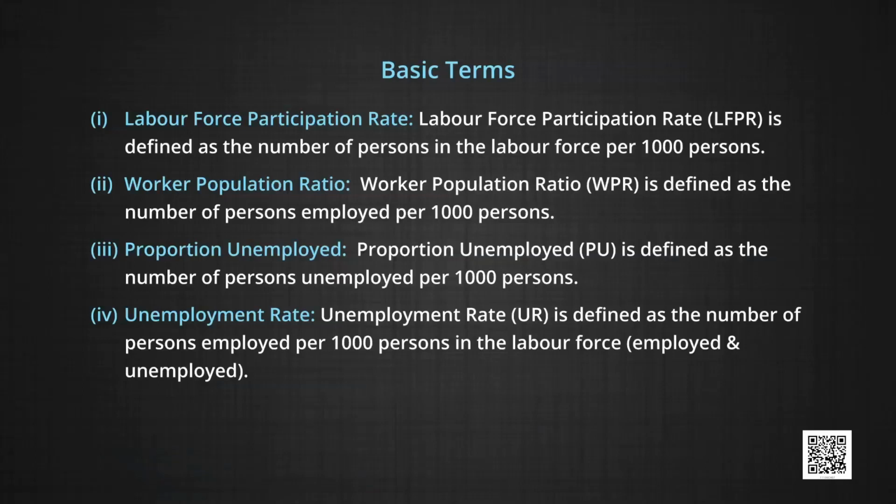Next, the important topic is unemployment rate. Unemployment rate, or UR, is defined as the number of persons employed per 1000 persons in the labor force, which includes employed as well as unemployed people. In a country where the majority of workers are employed in the unorganized sector and pursuing multiple activities, estimating the labor force and its derivatives by a single approach is a difficult task. In such cases, no single measure is appropriate to estimate the labor force parameters precisely.